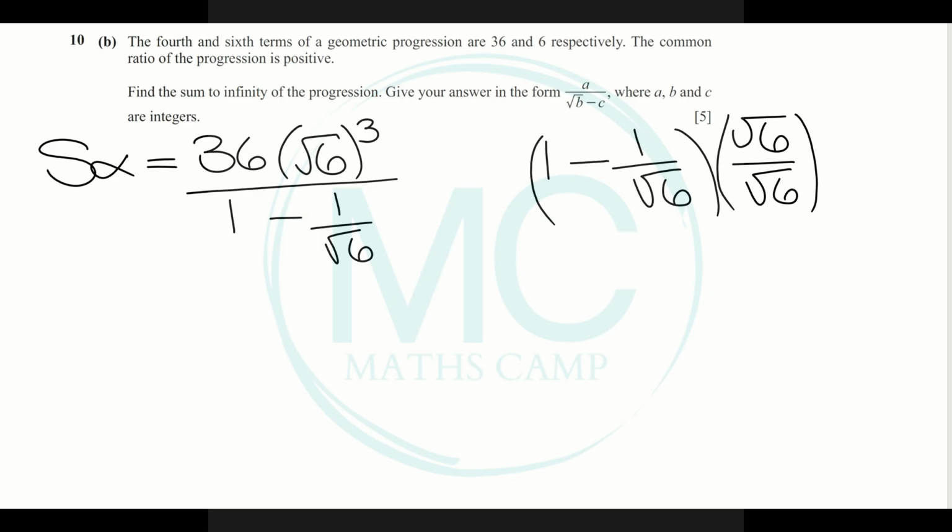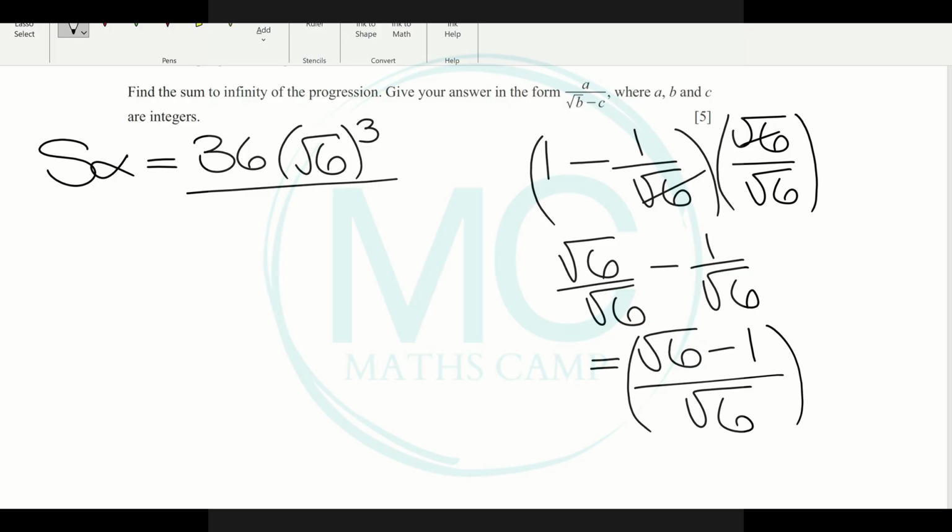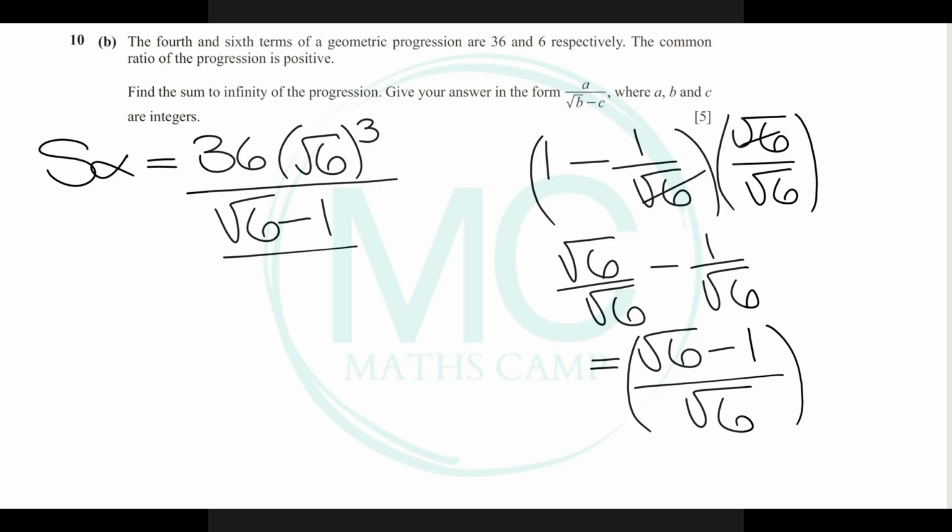Now we can multiply this out. 1 multiplied by root 6 over root 6 gives us root 6 over root 6 minus 1 over root 6 multiplied by root 6 over root 6. These will cancel, and we get 1 over root 6. Now I have two fractions with the same denominator, so I can rewrite this as root 6 minus 1 over root 6. This is going to be the denominator over here. So to save space, I'm going to erase my original denominator, and I'm going to rewrite in root 6 minus 1 over root 6.